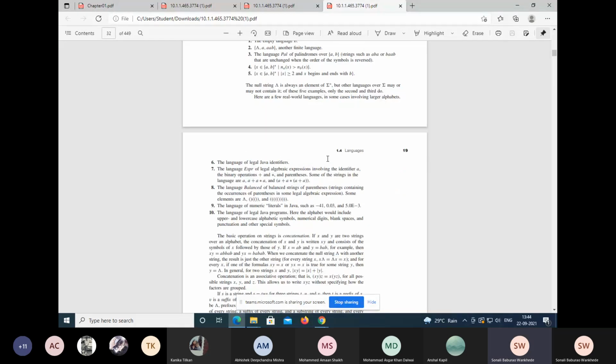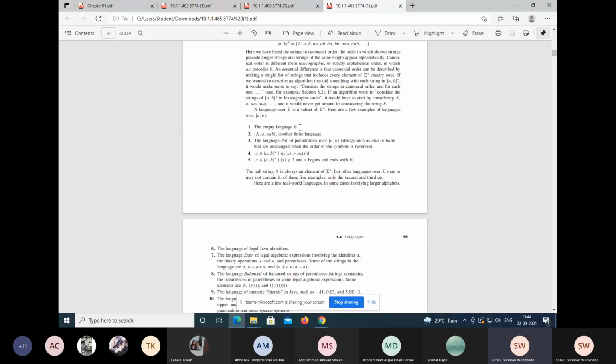And this null sign stands for the empty language. Some of the examples are given here. Now, suppose a language over summation, or alphabet, is a subset of summation star. Here are a few examples of that. There are five examples given here.